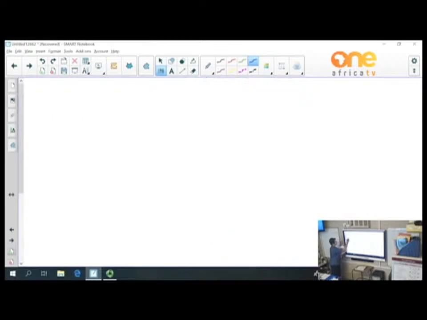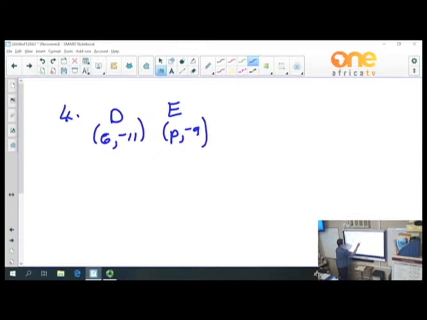Right, the next one is number 4. The coordinates of D, E, and F, so that means D is going to be (6, negative 11). E is going to be (P, negative 9). And F is then equal to (2P, negative 3). I'm showing you this because we have learners who struggle with that. Look at that word respectively. That's why I can say the first one is D, the second one is E, and the third one is F. That's the word respectively that you get there.